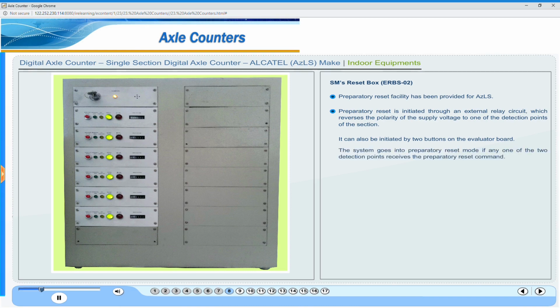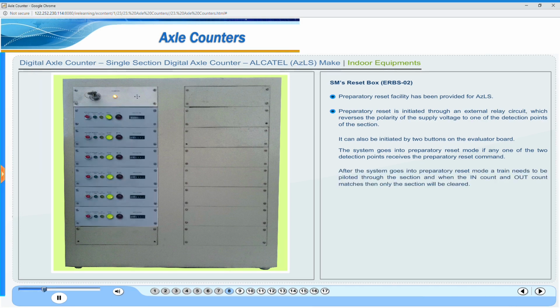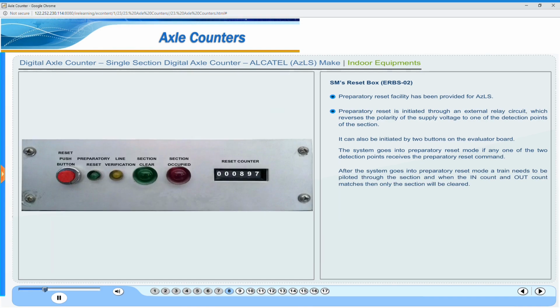The system goes into preparatory reset mode if any one of the two detection points receives the preparatory reset command. After the system goes into preparatory reset mode, a train needs to be piloted through the section, and when the in count and out count match, then only the section will be cleared.